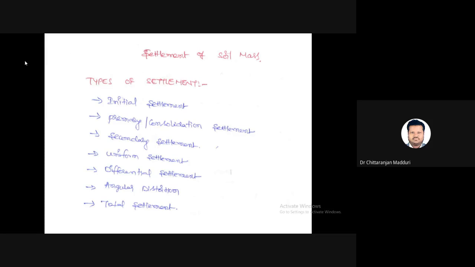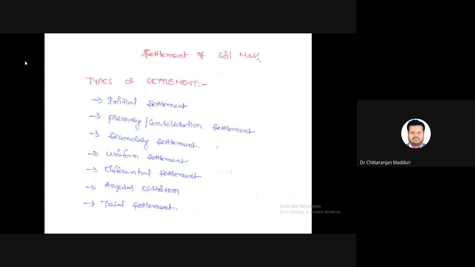The second thing is primary settlement or consolidation settlement. After expulsion of air, the load is transferred to water. In the case of fully saturated soil, the entire load is taken by water. But water is incompressible, so it always tries to escape from the void spaces. Due to expulsion of water, there will be a change in volume of the soil mass in the vertical direction. The change in volume of soil mass due to expulsion of water is known as primary settlement or consolidation settlement.